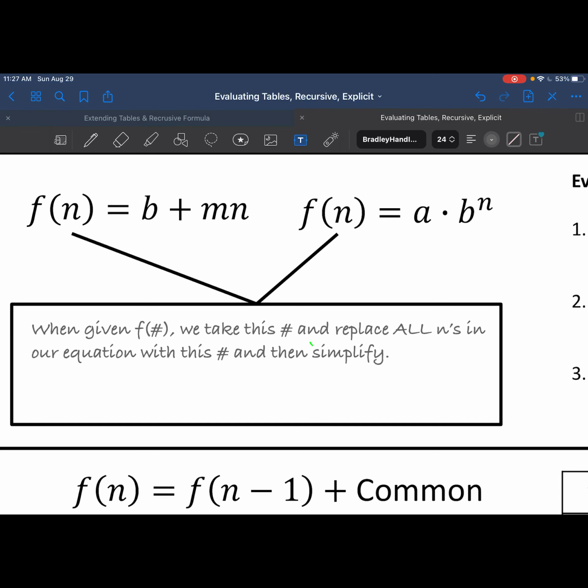So underneath in this box here, you're going to write, when given f of a number, we take this number, and again, we got this number from right here, when f equals a number, we take this number and replace all n's in our equation with this number and simplify. So pause this video, finish writing it, and we're going to move over to examples.